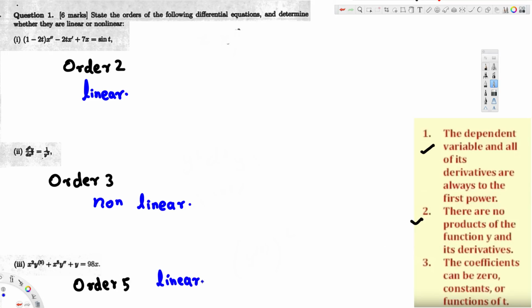And that's how we decide whether a given equation is linear or non-linear.